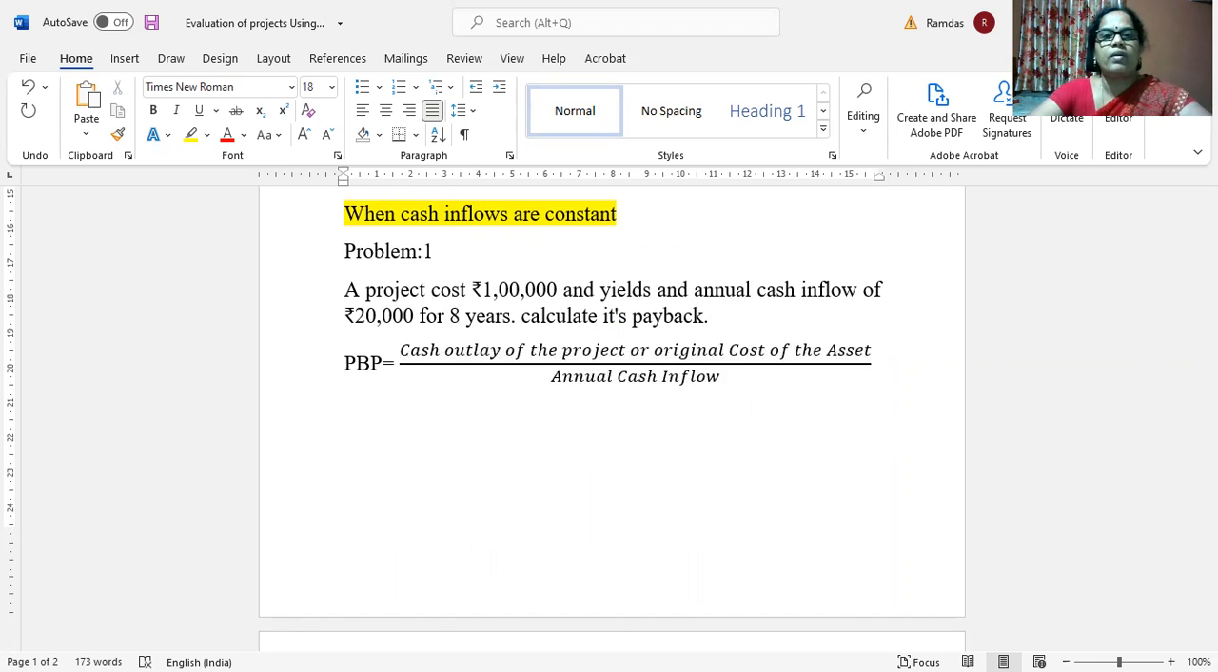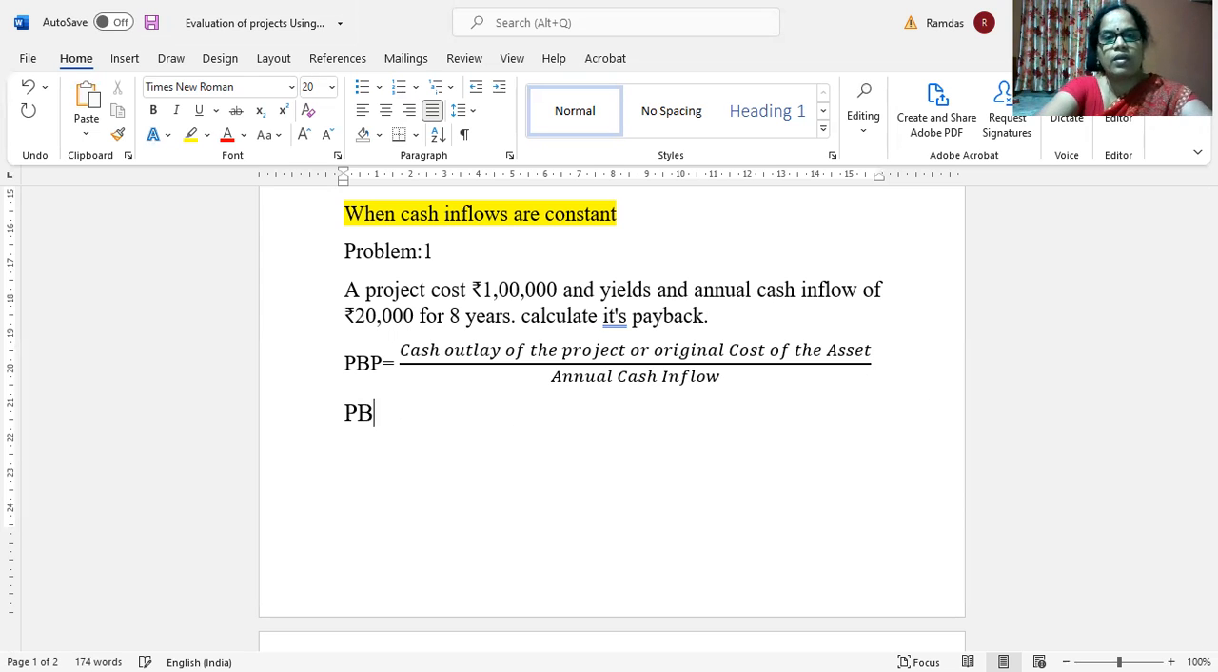Because this problem is based on annual cash inflows, the cash inflows are said to be constant. We use the formula: payback period is equal to cash outlay of the project or original cost of the asset divided by annual cash inflow. So we require only two things: annual cash inflow and the original investment. Both are given in the problem directly.